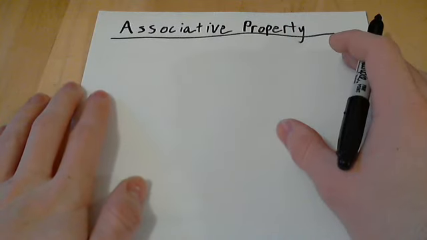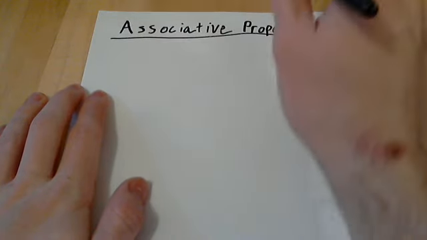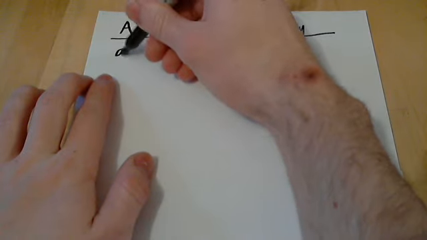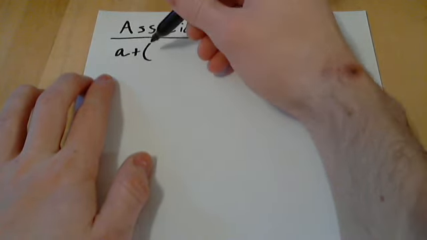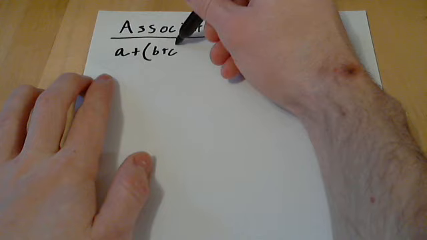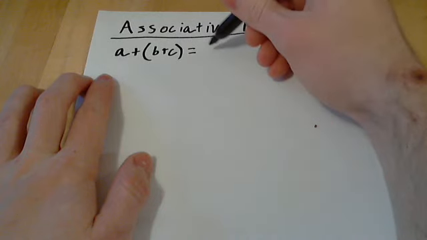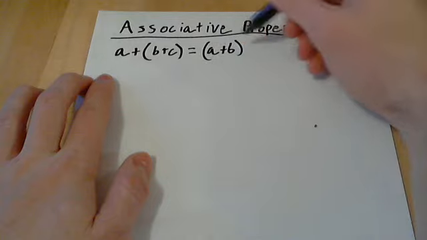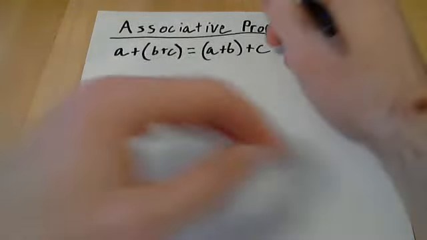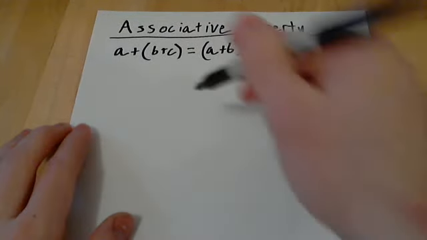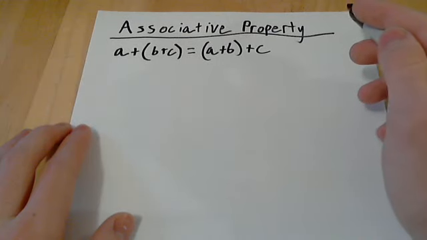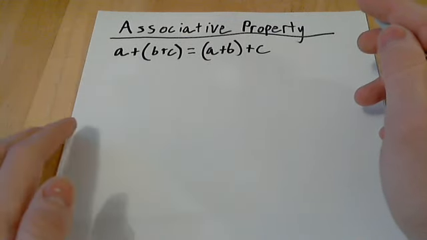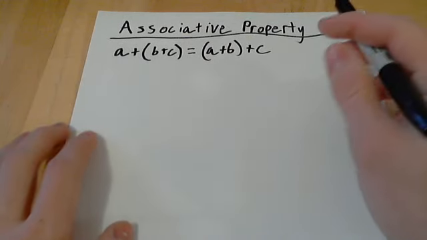So in general terms, the associative property of addition can be written as A plus (B plus C) equals (A plus B) plus C. So essentially what it says is you can rearrange the grouping of the numbers in any addition or multiplication, well, in this case addition equation, and still get the same answer.